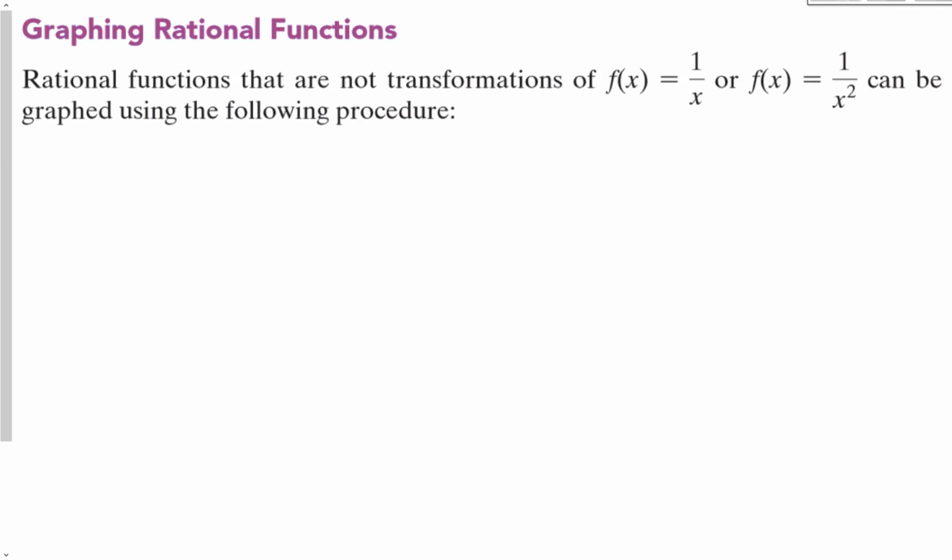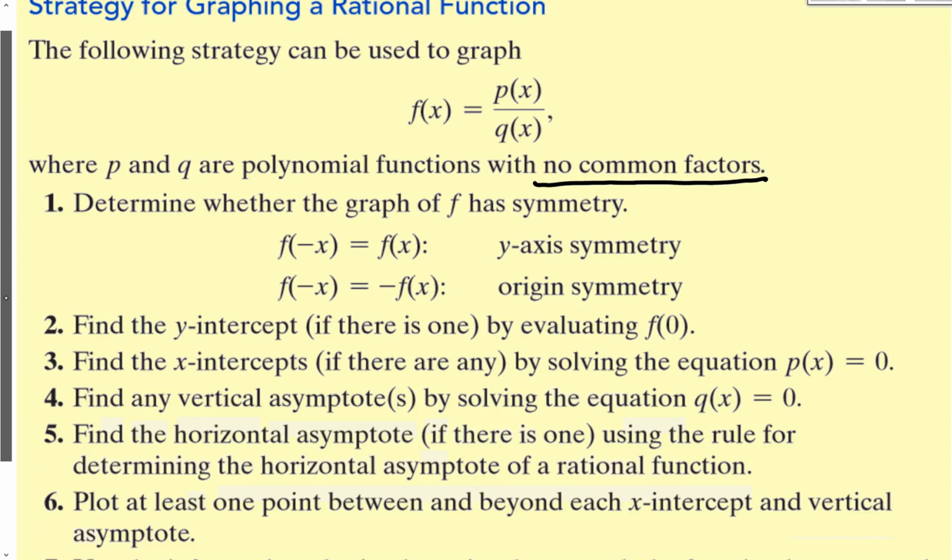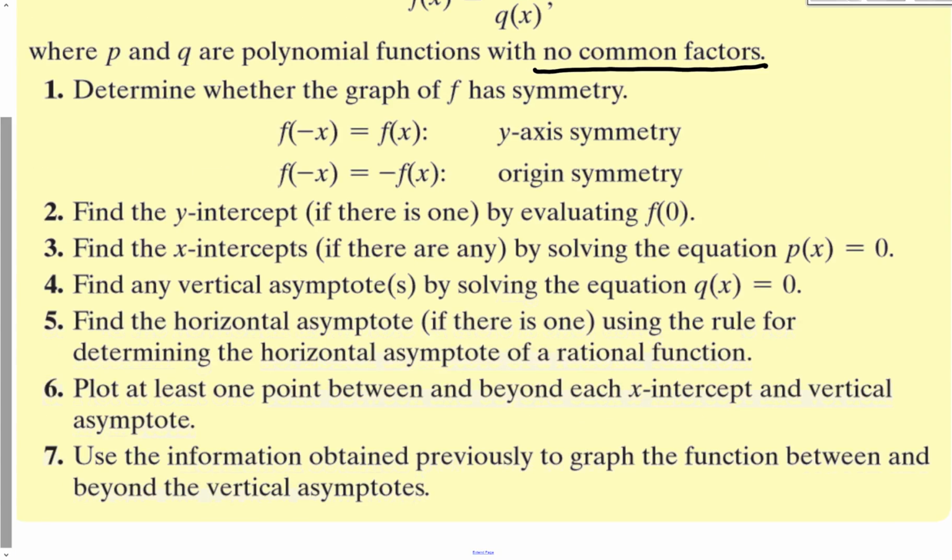Now, those are the easy ones. If you have something that looks like one of these two, you can graph them with transformations. However, most of the functions that you are going to graph are not going to be like that. So rational functions that are not transformations are graphed using the following procedure. The following strategy can be used to graph f of x equals p of x over q of x, where p and q are polynomial functions with no common factors. So make sure you take the common factors out first if there are any. And there are 7 steps to this.